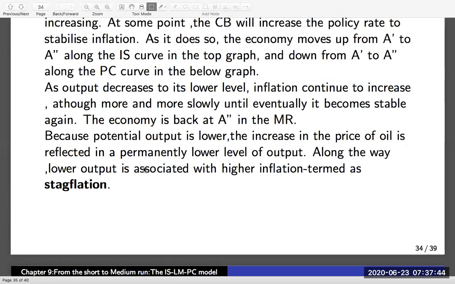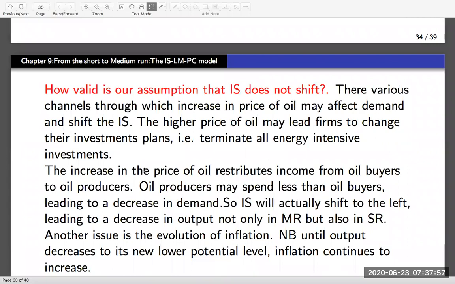Because potential output is lower, the increase in the price of oil is reflected in a permanently lower level of output along the way. Lower output is associated with higher inflation, termed stagflation. So remember that. How valid is our assumption that the IS does not shift? That's the assumption we made above.